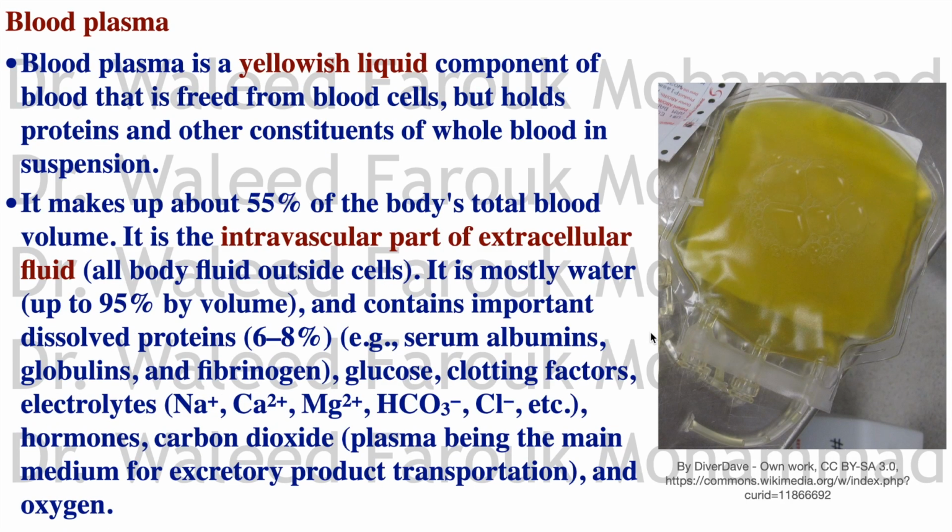Now we're done with platelets. Let's talk about plasma, the fluid media that the blood elements are suspended in. It's a yellowish liquid component of blood. It's the intravascular part of the extracellular fluid, and it's mostly water. It contains important dissolved proteins like albumins, globulins, and fibrinogen, glucose, clotting factors, electrolytes, hormones, and carbon dioxide, which is the main medium for excretion of the carbon dioxide from the body.